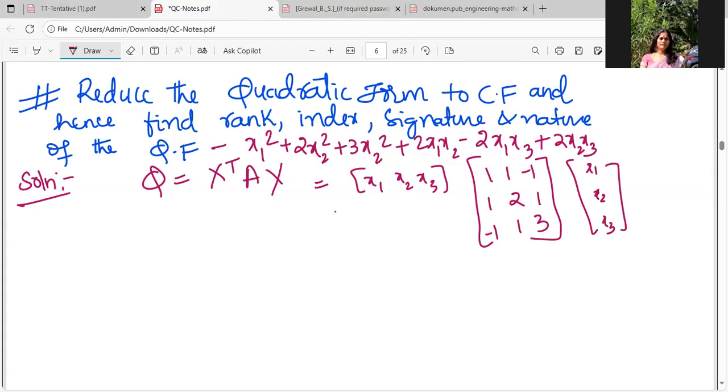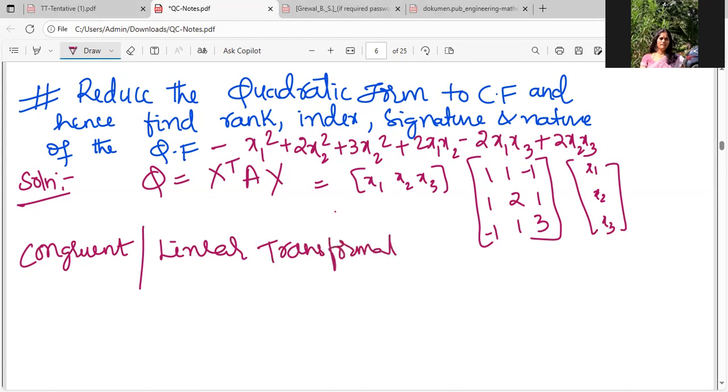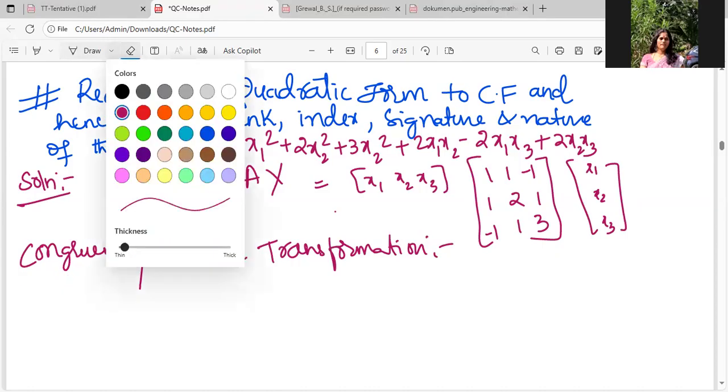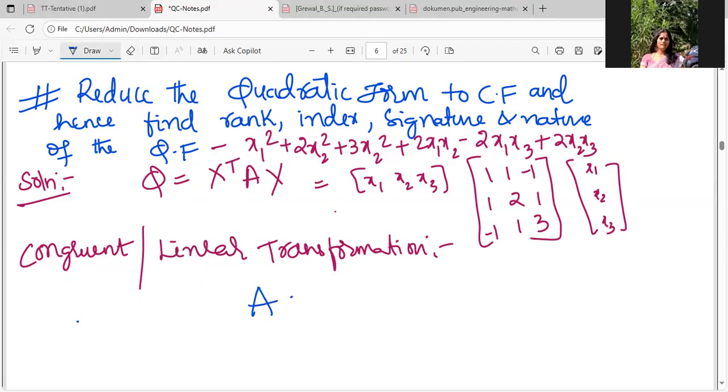Now, how do I solve this using congruent or linear transformation? I rewrite A as IAI and then proceed with doing things. Okay, rewrite A as IAI.